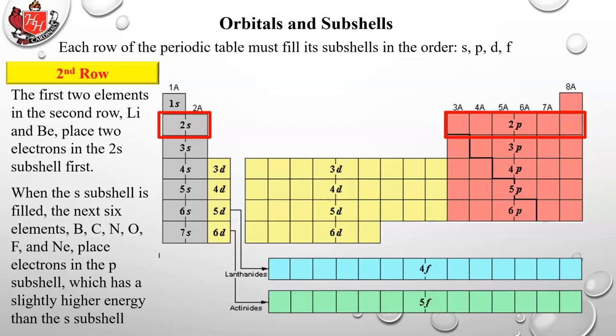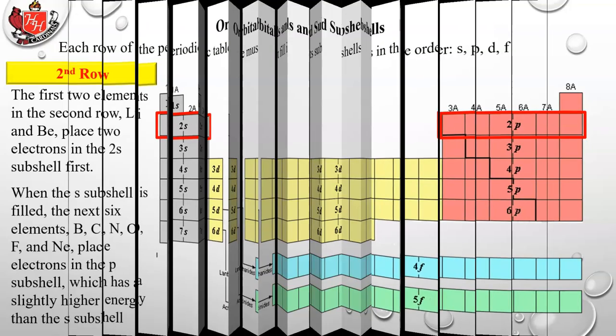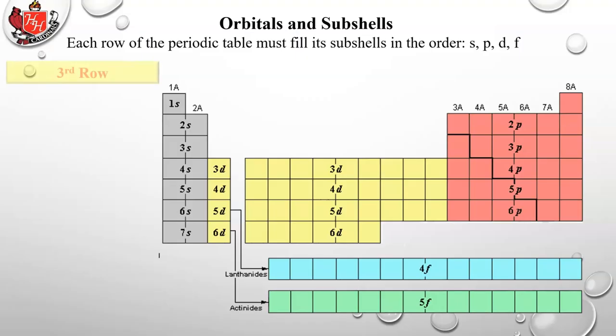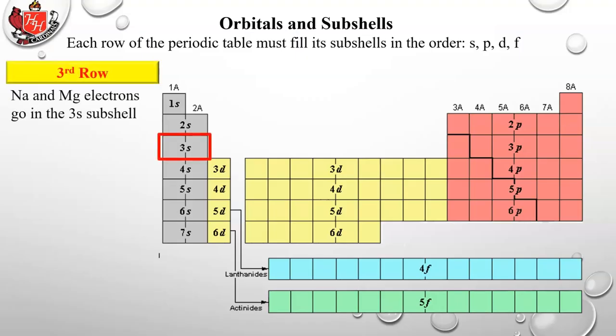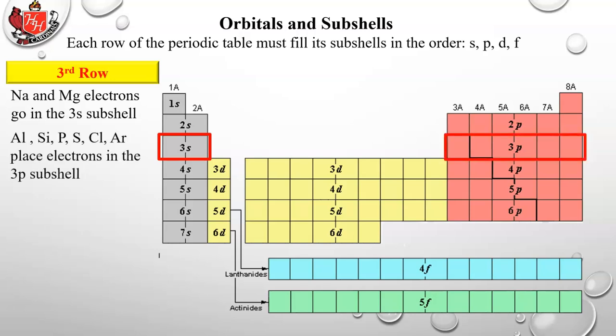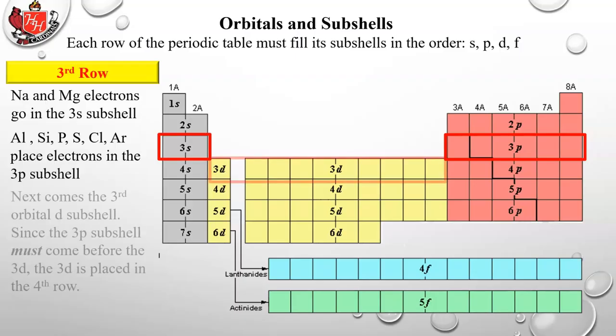So that's the difference between the subshells. The 2p is a little bit higher energy than the 2s. Not as high as the 3s. The 2p is not as high as the 3s, but it's higher than the 2s. The third row starts with sodium and magnesium that go in the 3s subshell. And then you have aluminum, silicon, phosphorus, sulfur, chlorine, and argon place electrons in the 3p subshell.